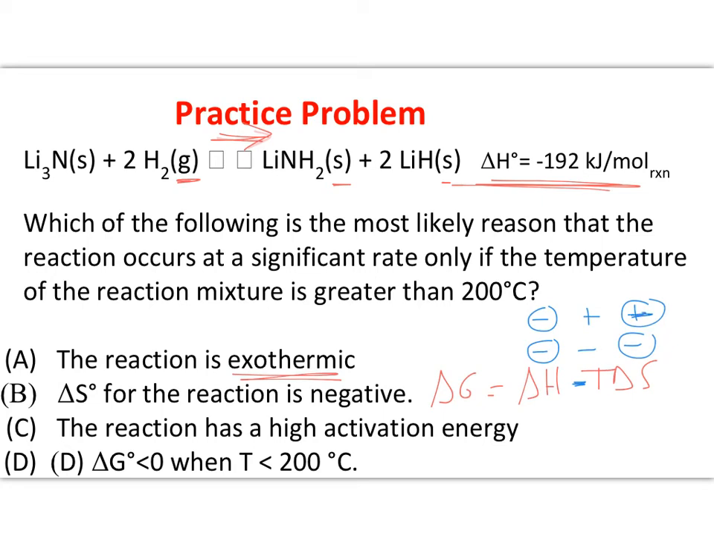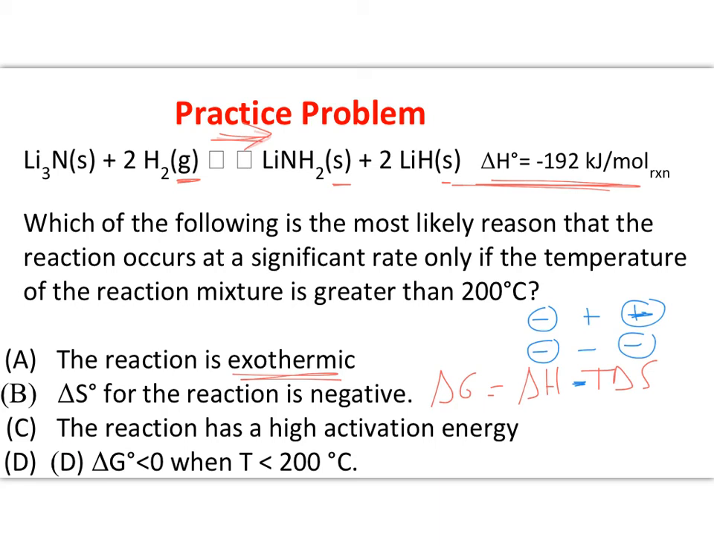And so if we had a higher temperature, like 200 degrees Celsius, that would tend to lead to a positive delta G. Because if T delta S is a larger value numerically than delta H, then it's going to push the delta G to be a positive value. So that doesn't really explain why it would only occur at a significant rate if the temperature of the mixture is greater. So while both A and B are true, it doesn't support what the problem is telling us occurs.